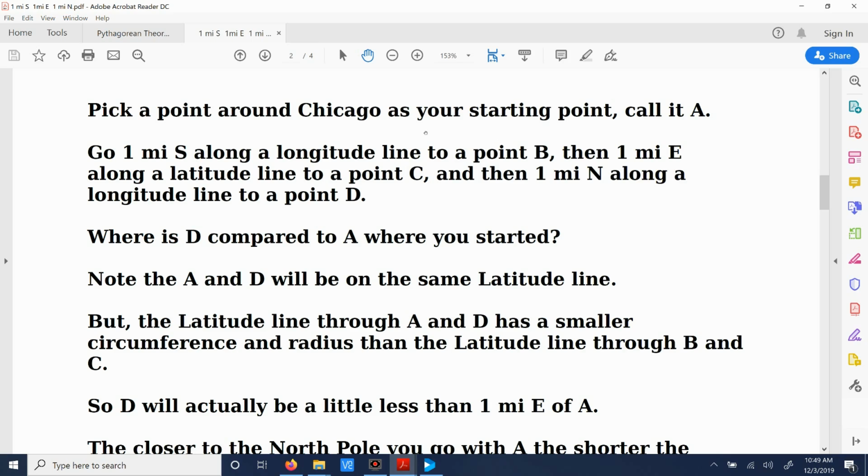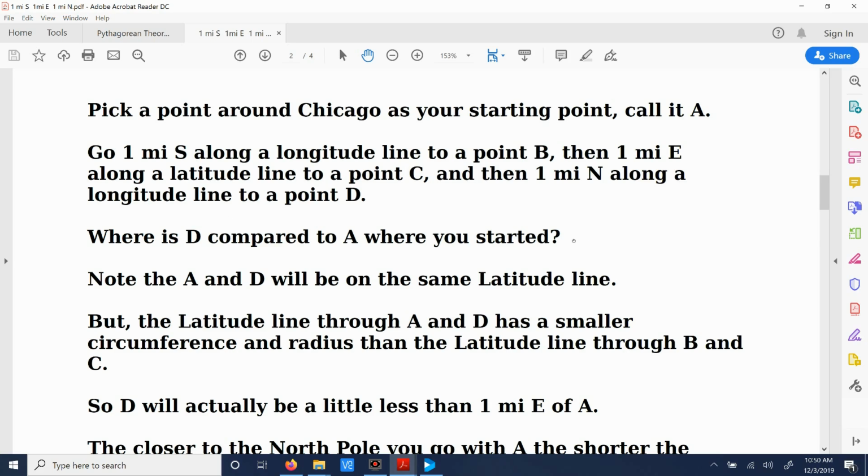Okay, here we go. Pick a point on the surface of the Earth, and we're going to call that point A. I'm saying near Chicago, Illinois. In other words, more or less halfway between the North Pole and the equator. Now here are the instructions. I want you to go 1 mile due south along a longitude line to a point we'll call B. Then I want you to go 1 mile due east along a latitude line to a point we'll call C. Then I want you to go 1 mile due north along a longitude line to a point we'll call D. Now the question is, where is D compared to A, which is where you started?